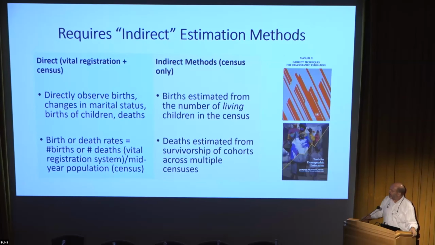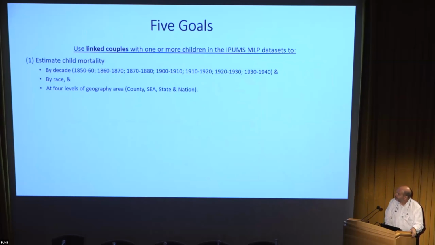There's a number of indirect methods that have been developed to do this. The United Nations, because in developing countries, there's not vital registration systems in many cases. There's a UN's established a book. There's a recent one from IUSSP. And these methods look at cohort growth rates, these kinds of things to try to estimate mortality. So we're going to try to use the MLP data to develop a new indirect measure of child mortality.